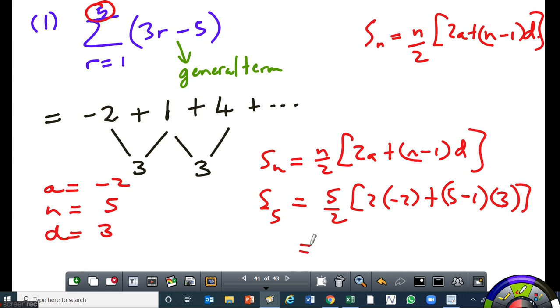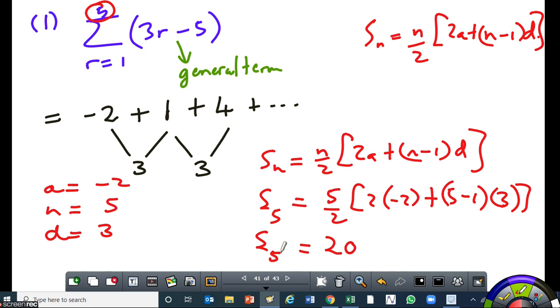Okay? Now if you simplify this, this will give you 12. That will give you minus 4. So you end up getting 8. So 8 times 5 will give you what? 40. 40 over 2 will give you 20. So the sum of the first 5 terms is going to be 20.